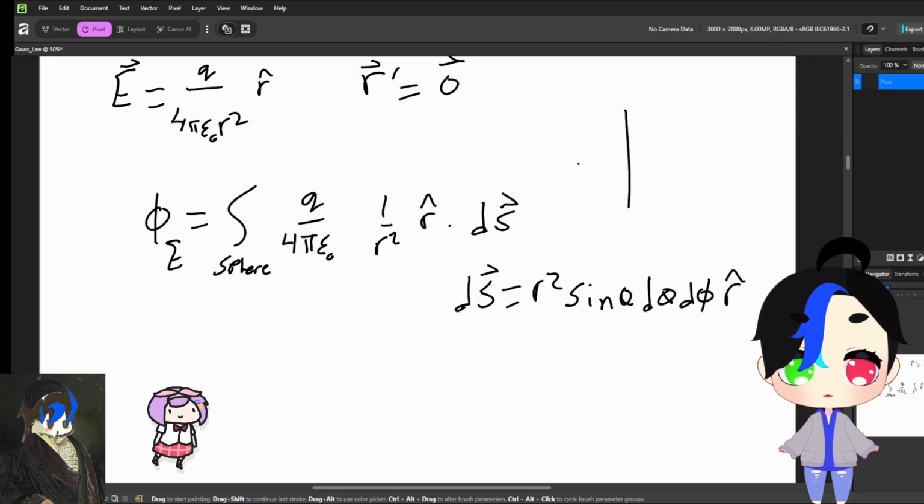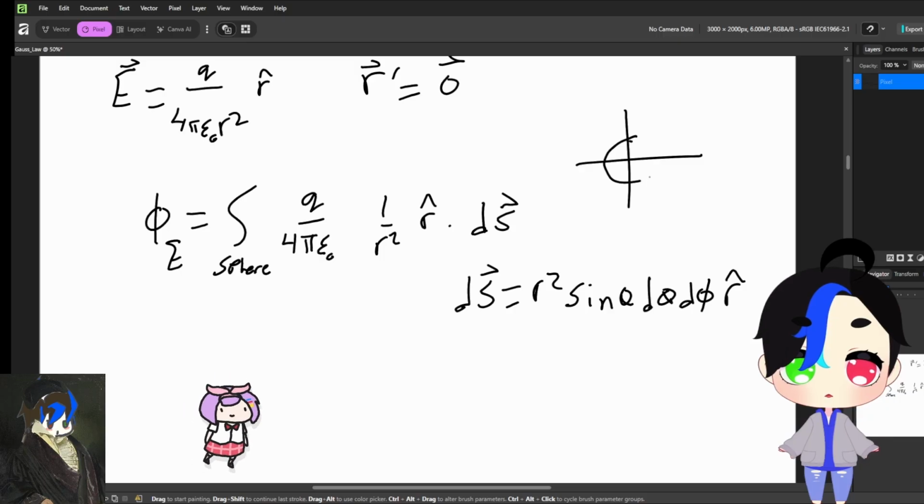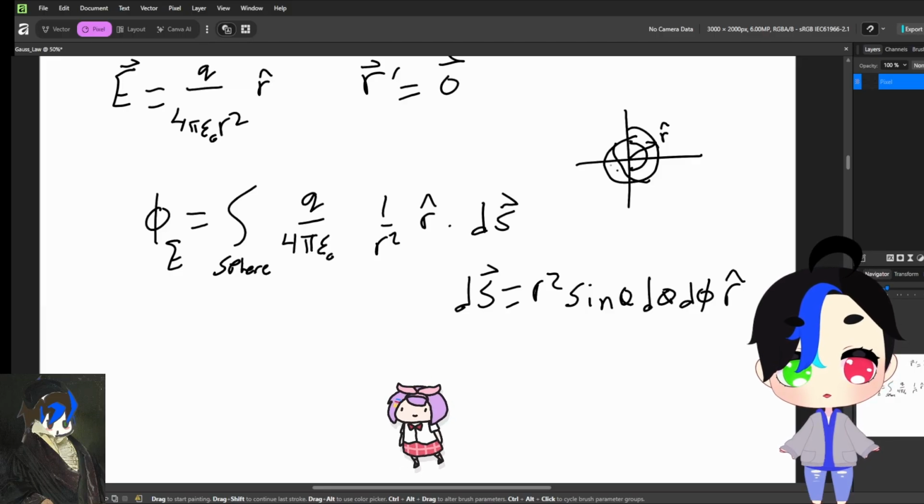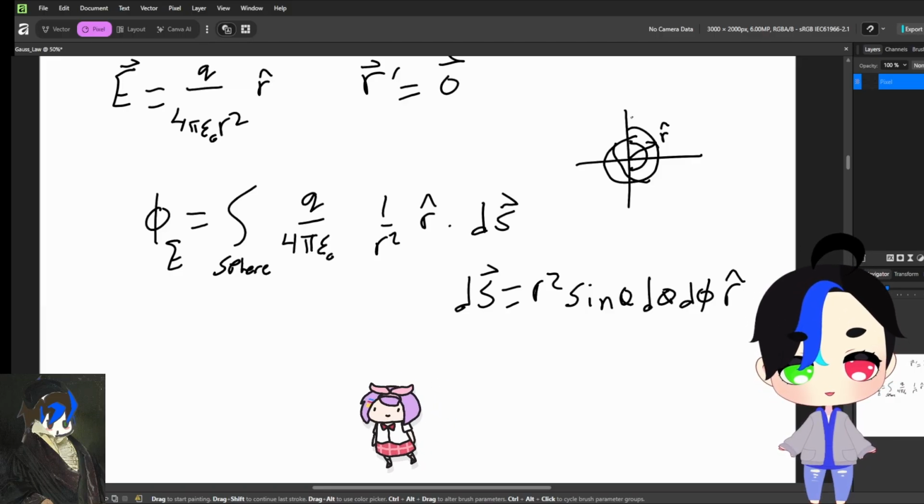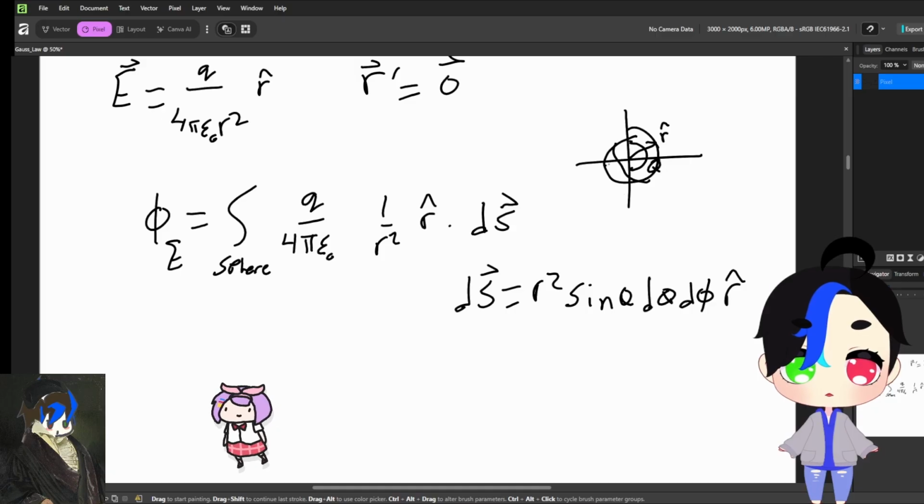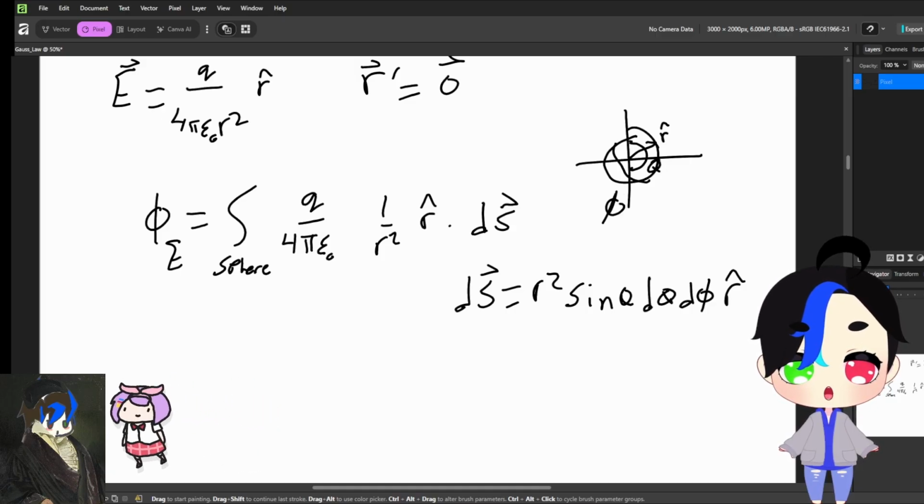If you imagine a sphere, this is your r hat direction. Theta is the polar angle. If you think about latitude on Earth, polar angle theta represents how far away from the poles you are. And then phi represents your azimuthal angle, basically your longitude.